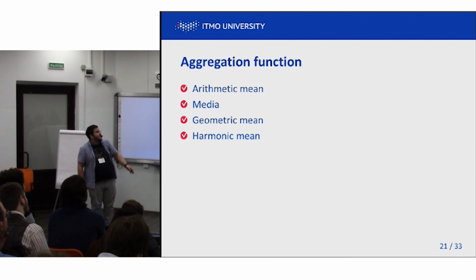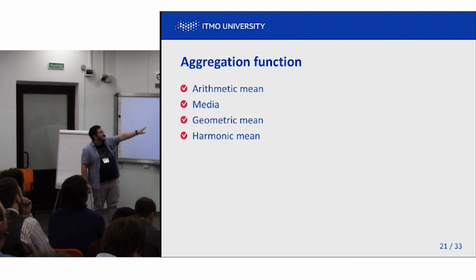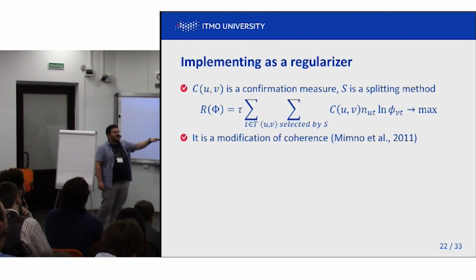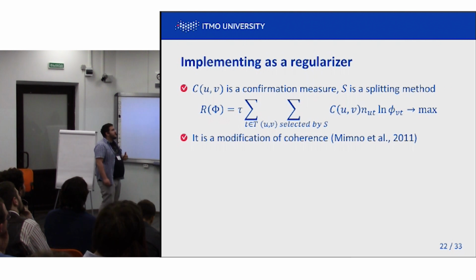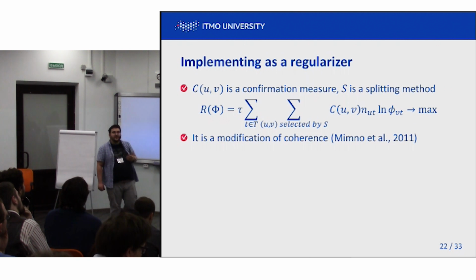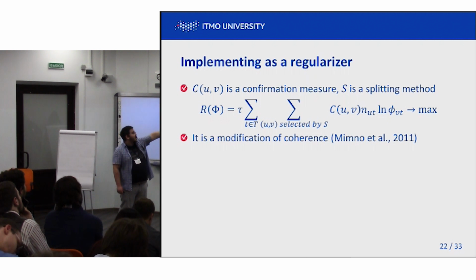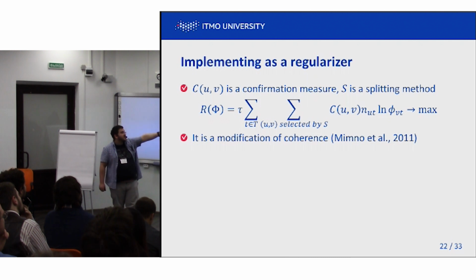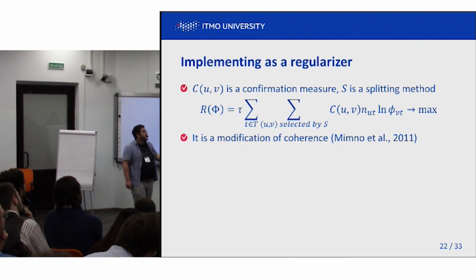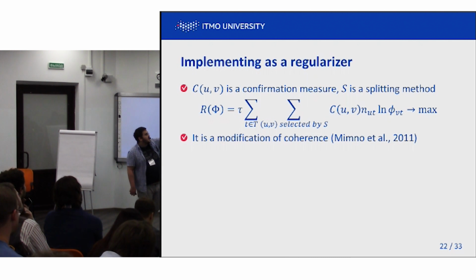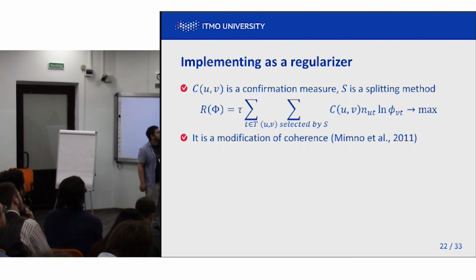For aggregation, we use arithmetic mean, median, geometric mean, and harmonic mean. So this can simply be implemented as a regularizer for ARTM. Say that C is a confirmation measure and S is a splitting method. So we just say that we want to maximize a regularizer for a matrix Phi, and this should be written this way.